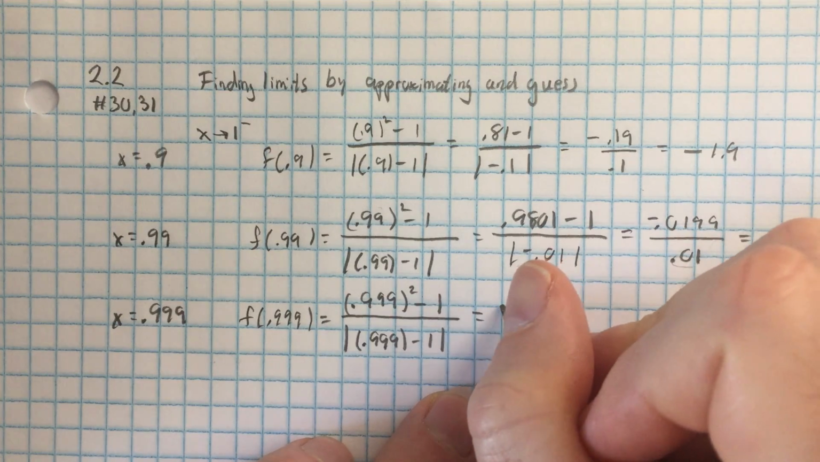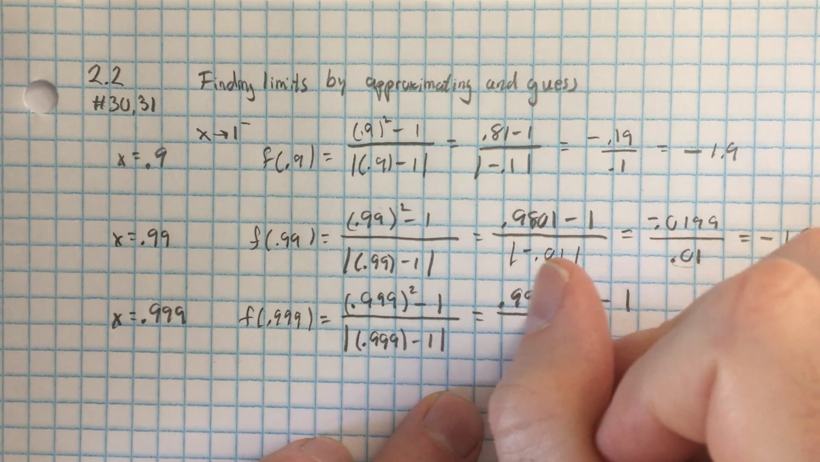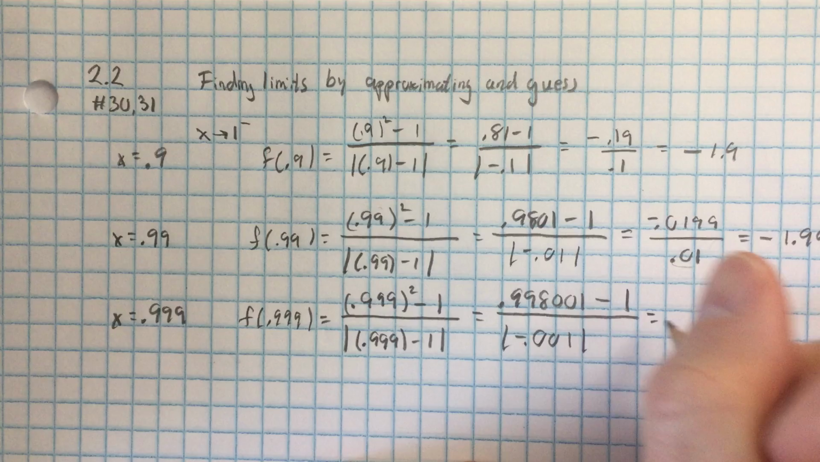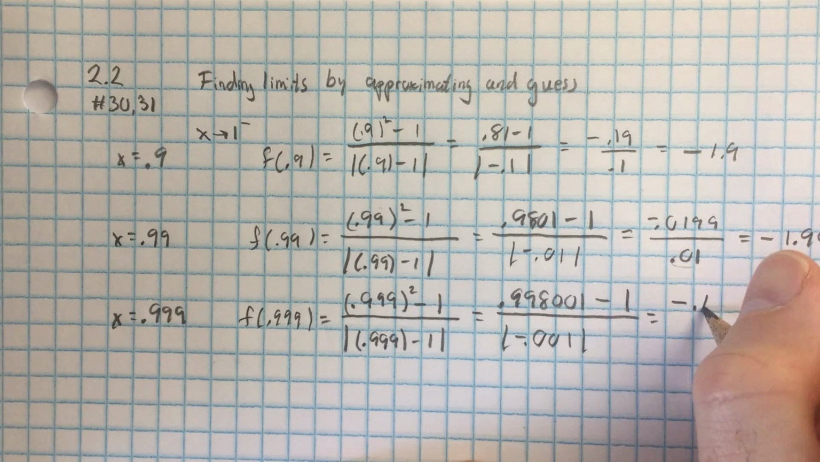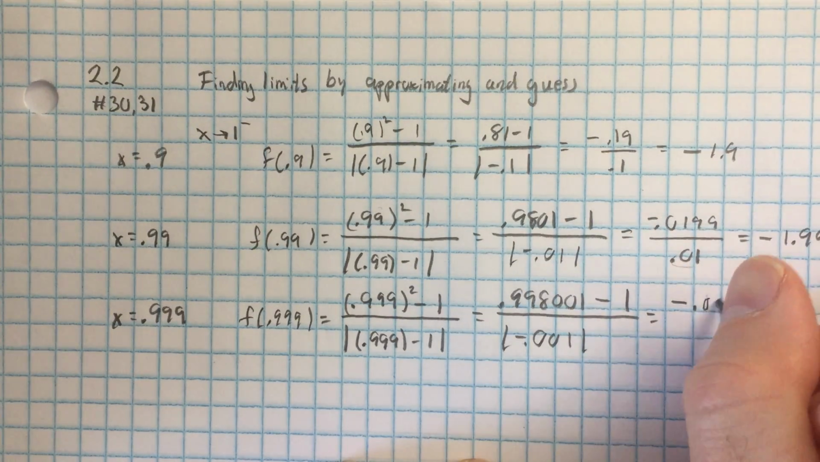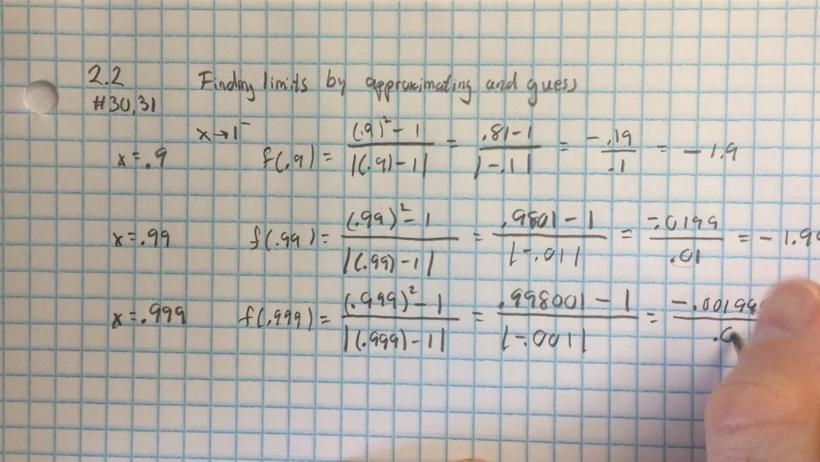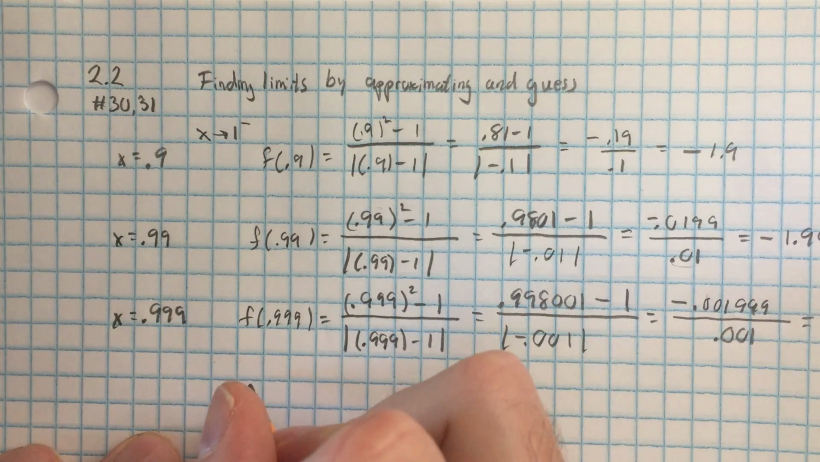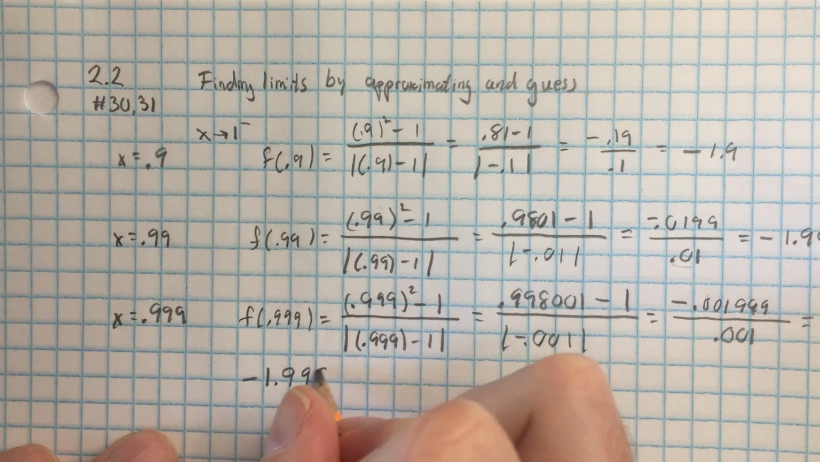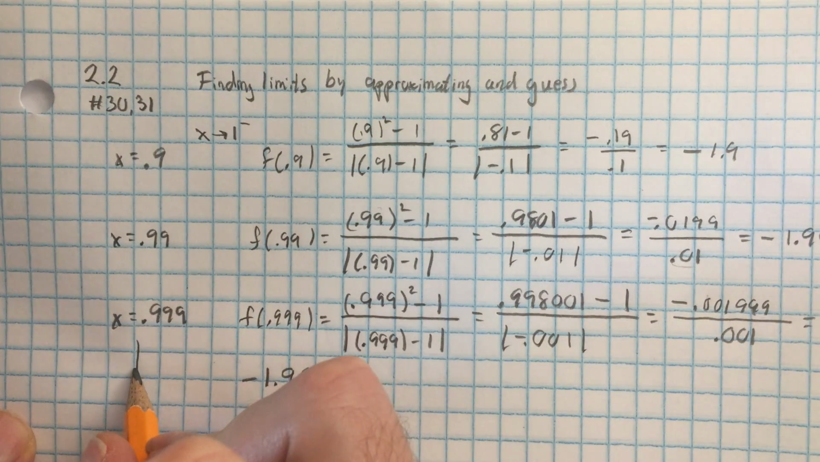0.999 squared should be something like 0.998001 if I'm not mistaken, minus 1 again in the numerator over what we know is 0.001 negative, but magnitude taken, so therefore we get negative 0.0001999 over 0.001, shift the decimal, and of course we get negative 1.999.